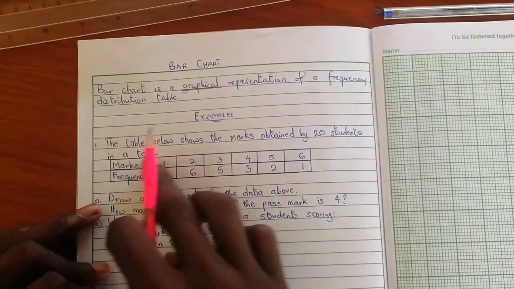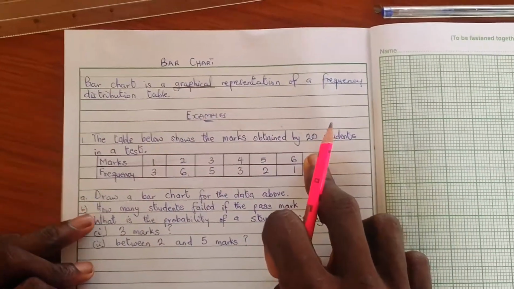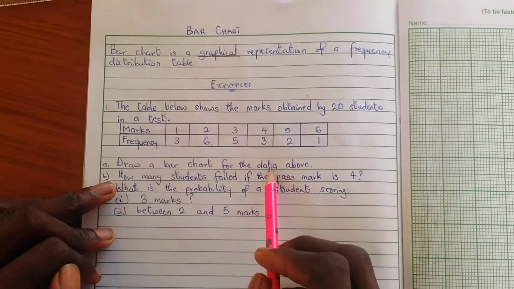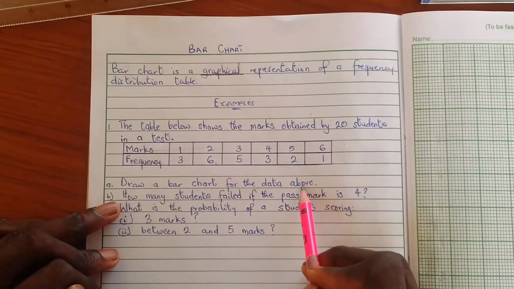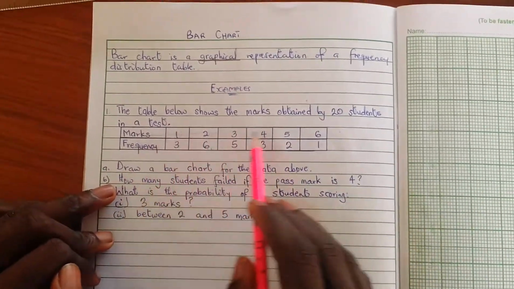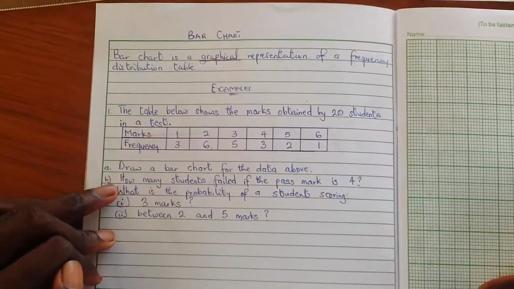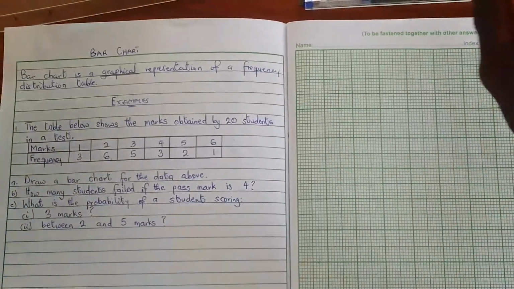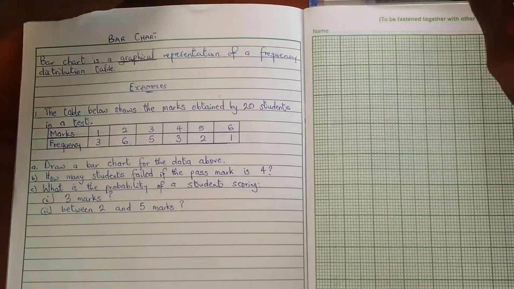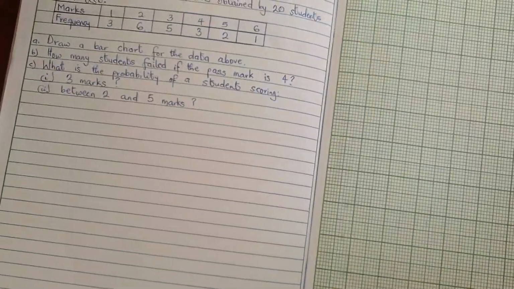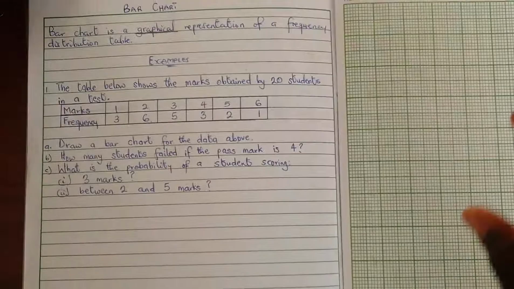So this is the frequency distribution table, and we have been asked to draw a bar chart for the data above. That is, represent this frequency table on a graph using bars. So we are going to look at how to draw a bar chart for a frequency distribution table.